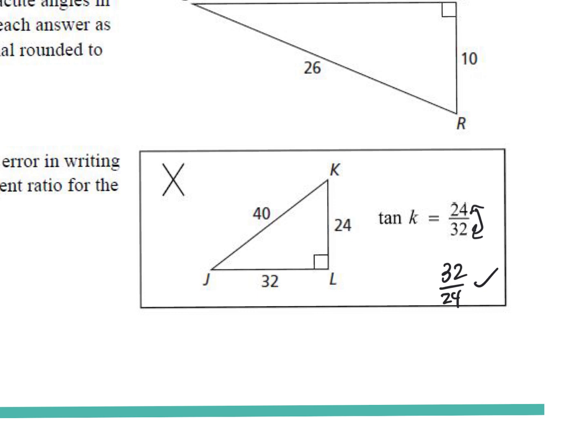That is the correct ratio for the tangent of K. Does anyone notice the second mistake? Yeah? Excellent. This K should be a capital K, okay? Because remember, when you're talking about an angle, it should be a capital letter because it's referencing a point.